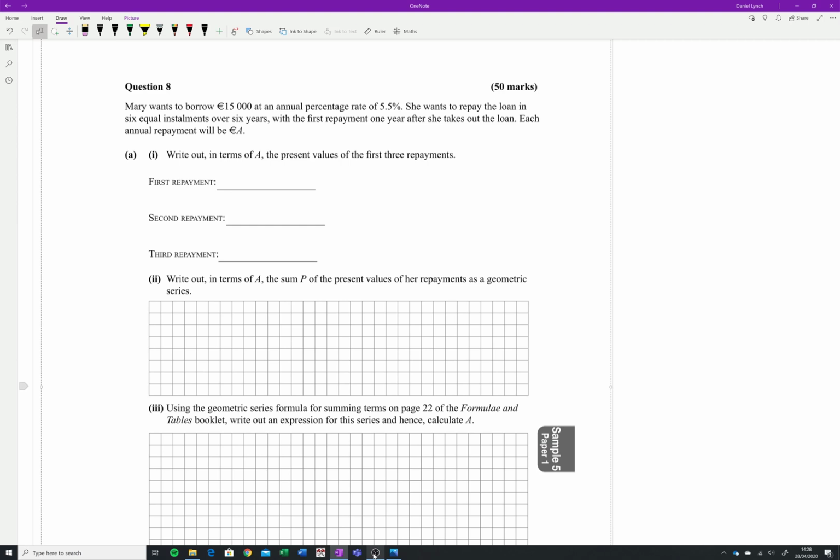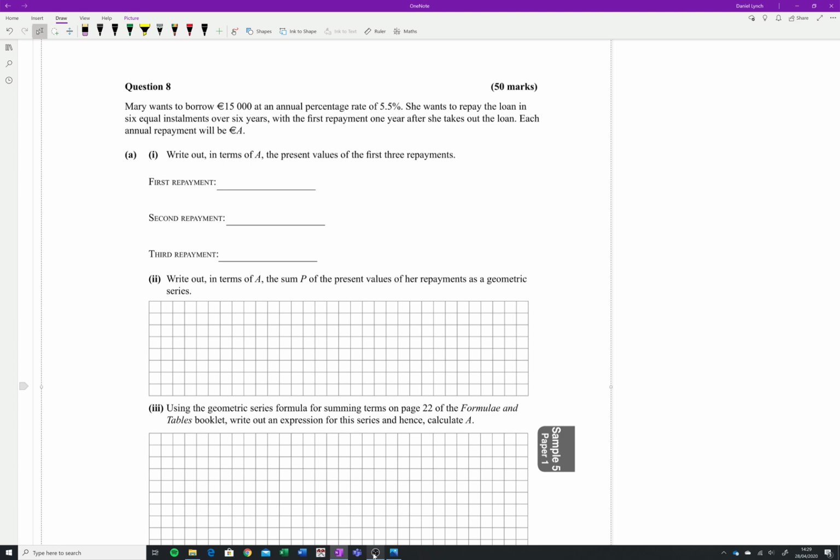Question 8, a financial maths question. Mary wants to borrow €15,000 at an annual percentage rate of 5.5%. She wants to repay the loan in 6 equal installments over 6 years, with the first repayment 1 year after she takes out the loan. Each annual repayment will be €A. Write out in terms of A the present values of the first 3 payments. So make sure that you pause, have a shot at it first before I go and explain it to you.